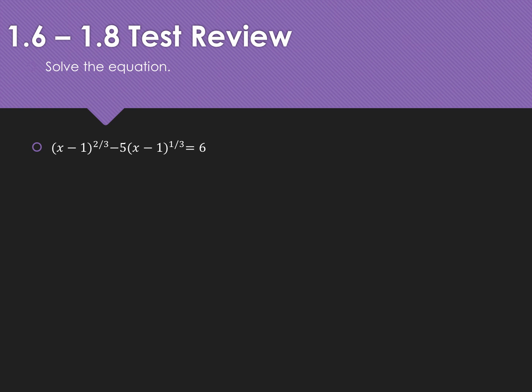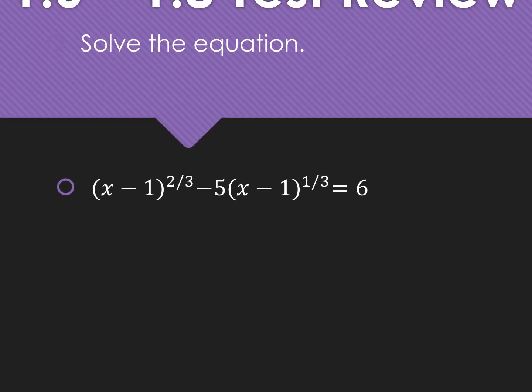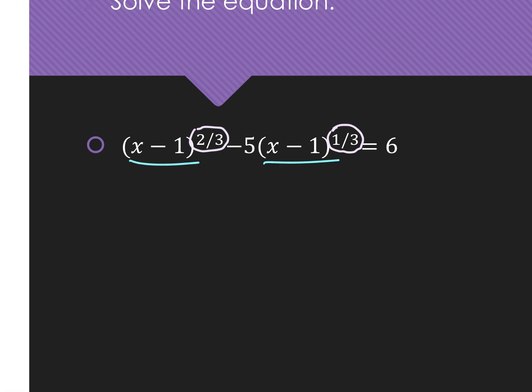Now for something that looks like this, some people I saw in class were tempted to do what we were doing before with the reciprocal or raise both sides to the 3rd power. When you do that, that's going to get you a really messy equation. What you should do instead is recognize that I have an x minus 1 here and an x minus 1 here. They're the exact same thing, and their exponents, this 2/3 and this 1/3, this 2/3 is double the exponent of 1/3. So we can make a u substitution.